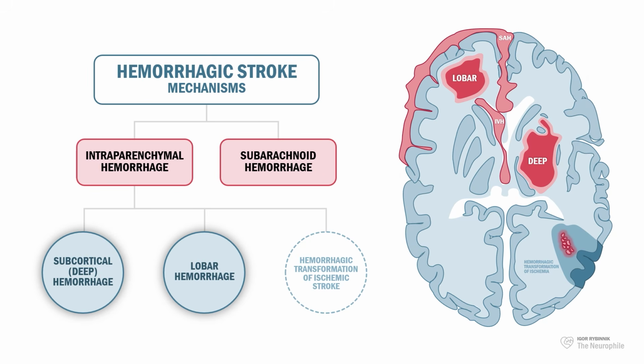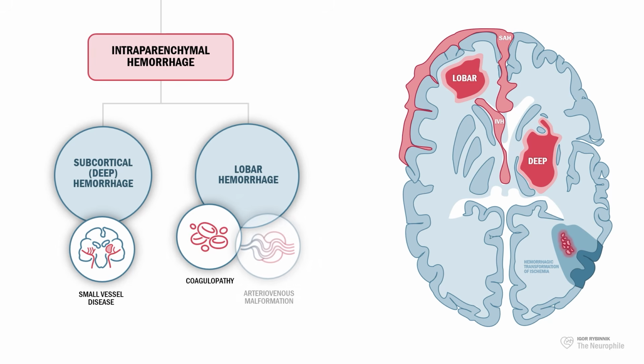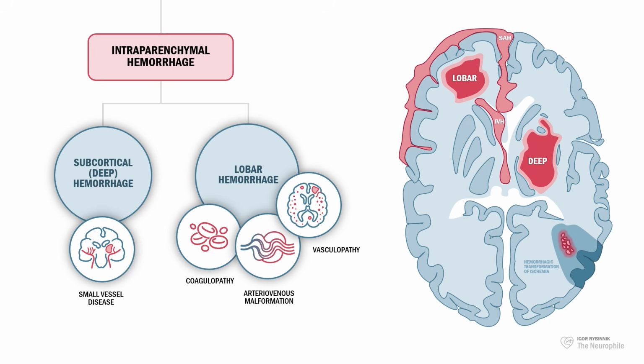Why did we go down this road? Right, we can organize the hemorrhage pathologies based on imaging. Subcortical, deep hemorrhages are typically caused by small vessel disease, and hypertension is the most important risk factor. That's why these are often referred to as hypertensive hemorrhages. It's kind of a bad name since hypertension is a risk factor and not the cause. Lobar hemorrhages tend to have more concerning causes like coagulopathy, arteriovenous malformation, vasculopathy, and malignancy.